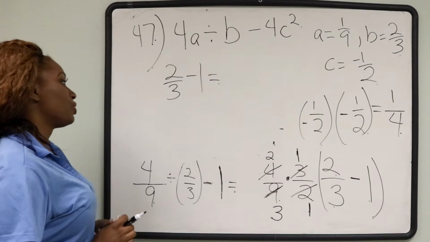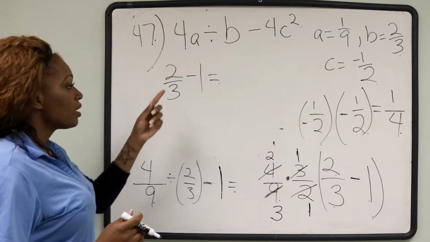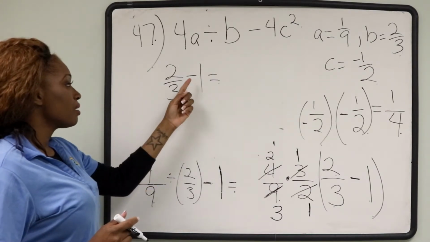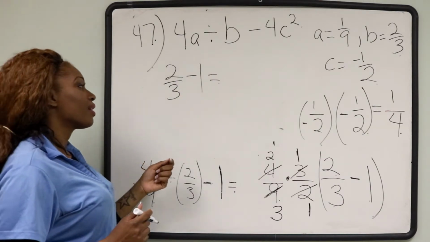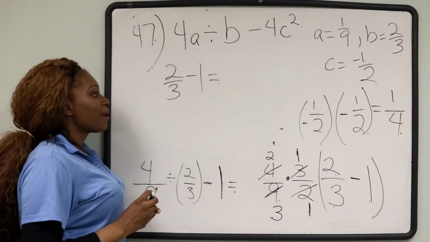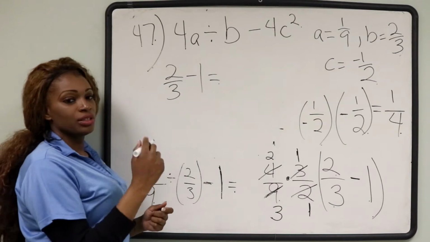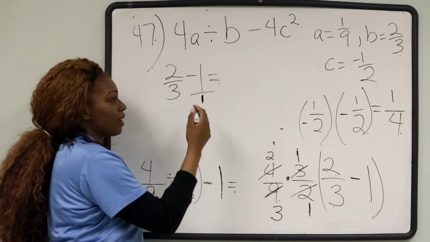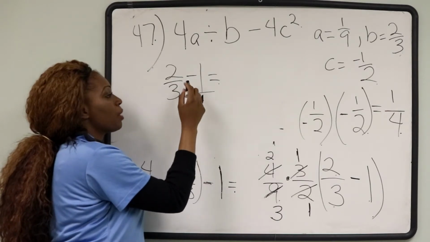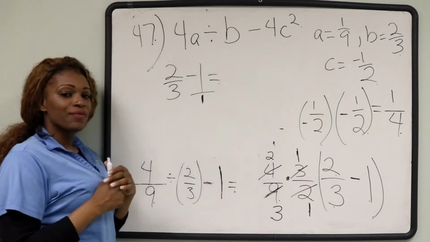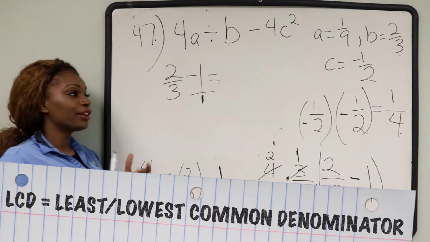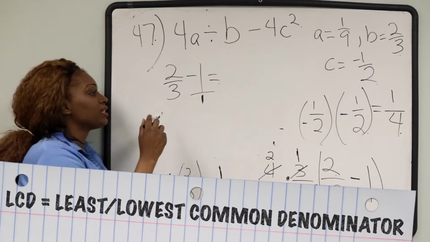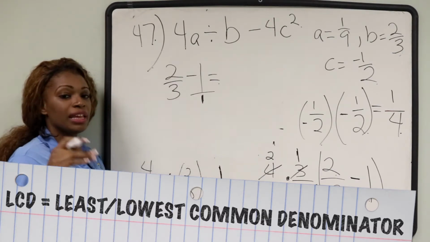So now what we need to do here is I'm just going to keep 2/3 minus 1. I'm just going to make 1 into a fraction, and I'm simply just going to put the number 1 right underneath it. So now it's a fraction. So it's 2/3 minus 1 over 1. I need to find the LCD, least common denominator, of both 3 and 1, and it has to be an equal value.